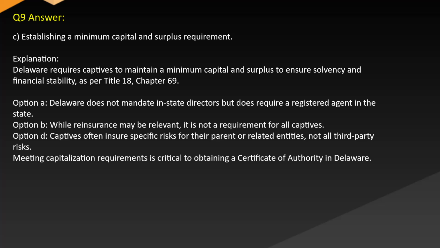Option B. While reinsurance may be relevant, it is not a requirement for all captives. Option D. Captives often insure specific risks for their parent or related entities, not all third-party risks. Meeting capitalization requirements is critical to obtaining a certificate of authority in Delaware.